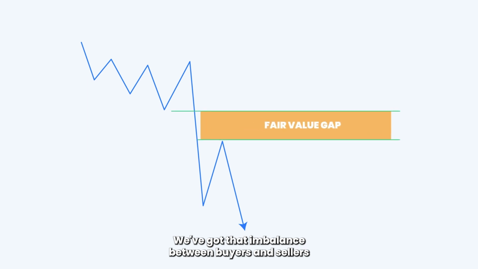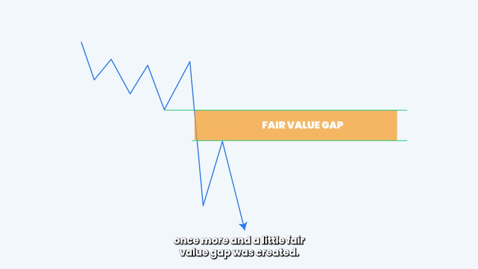Exactly the same for the bearish example. So you see the price moving lower. During that bearish move, we had a really sharp impulsive move lower. We got that imbalance between buyers and sellers once more, and a little fair value gap was created. I'm going to show you exactly how you measure that on the chart later on in the video, but let's take a look at some examples of when they could occur.